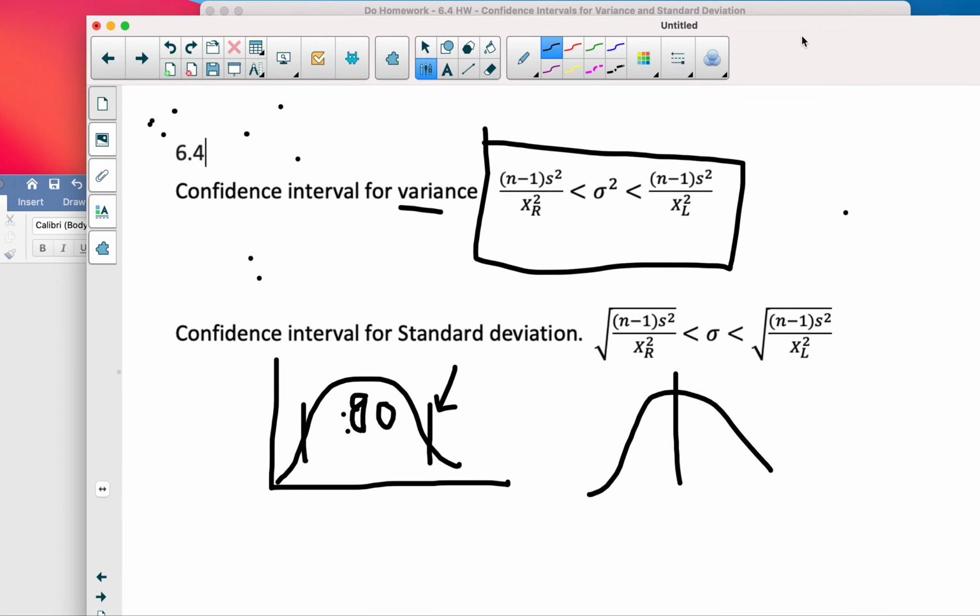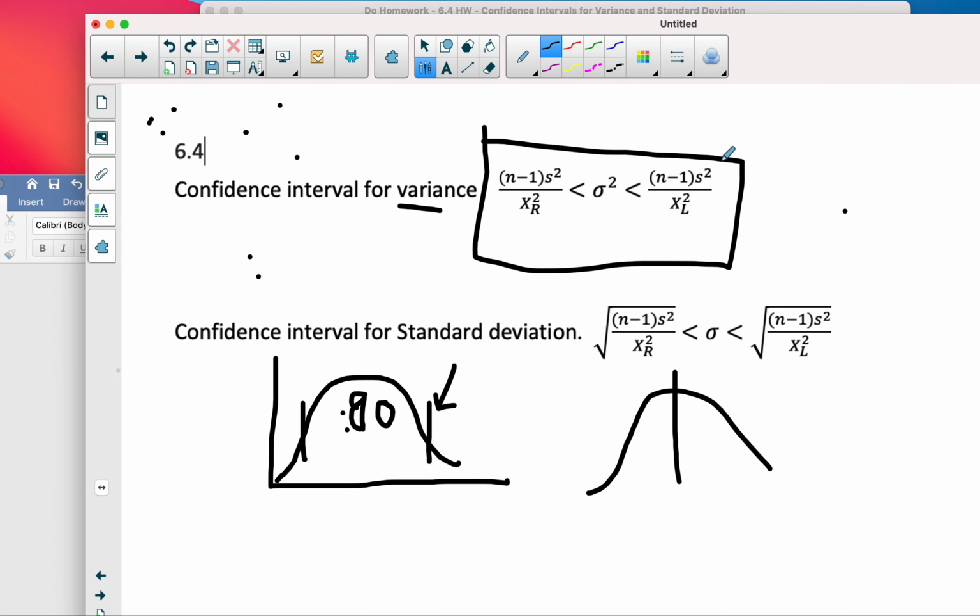To do that, we use this formula right here for variance. And then I hope you guys know by now, if I take the square root of variance, I get standard deviation. So to find the confidence interval for standard deviation, I'm going to take the square root of both sides. So this is exactly the same as this. This is exactly the same as this. It's just the square root.